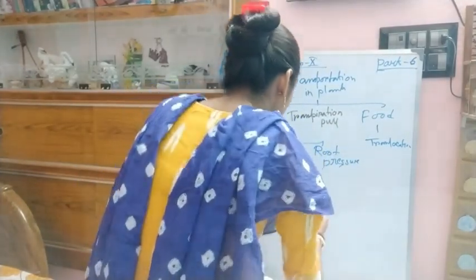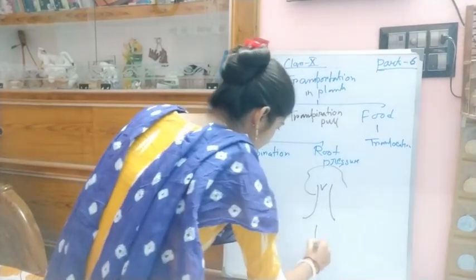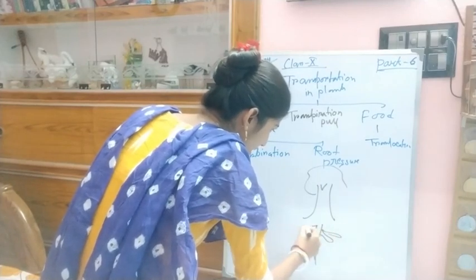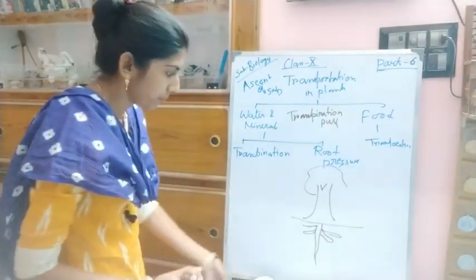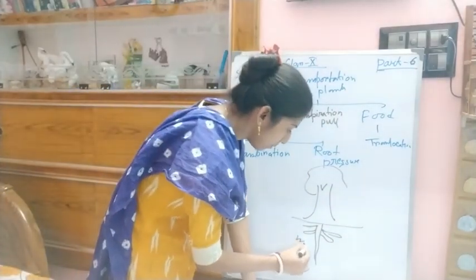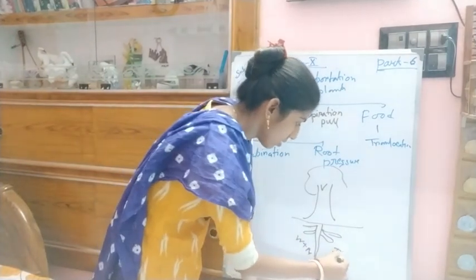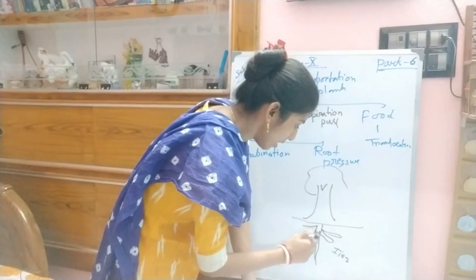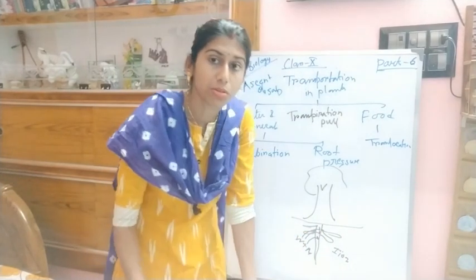Just imagine that one is also a plant. Roots are present. These are the root hairs. What happens? Water and minerals are present here. So some ions are getting inside that part. Through the root hairs, with the help of diffusion, they are getting inside that root part.